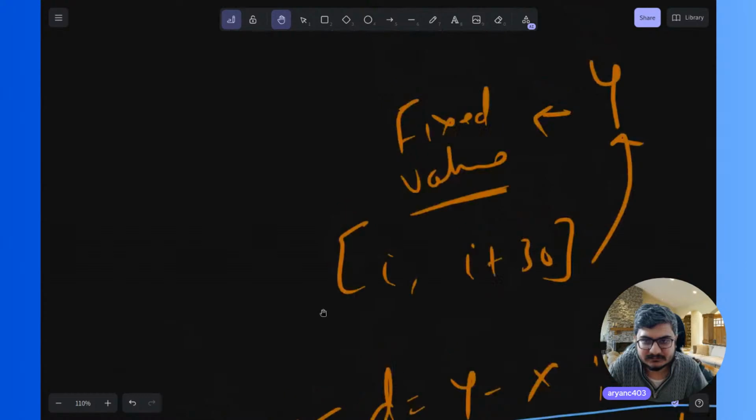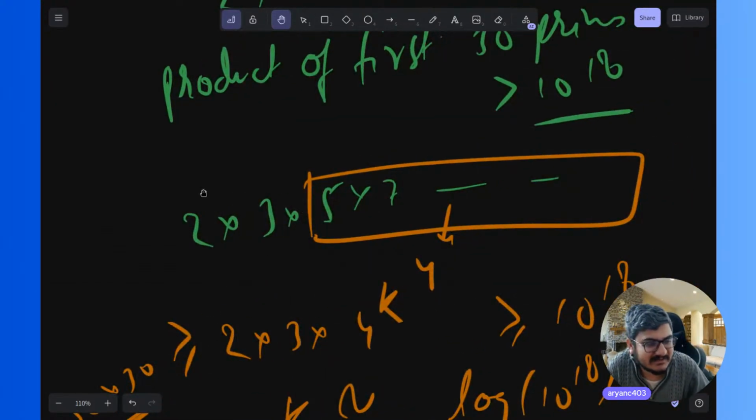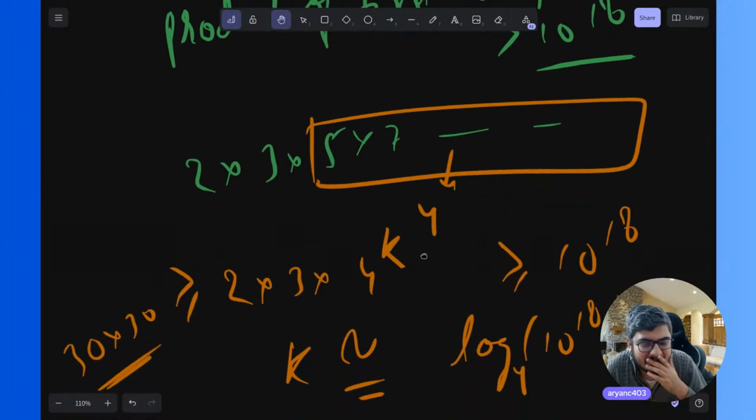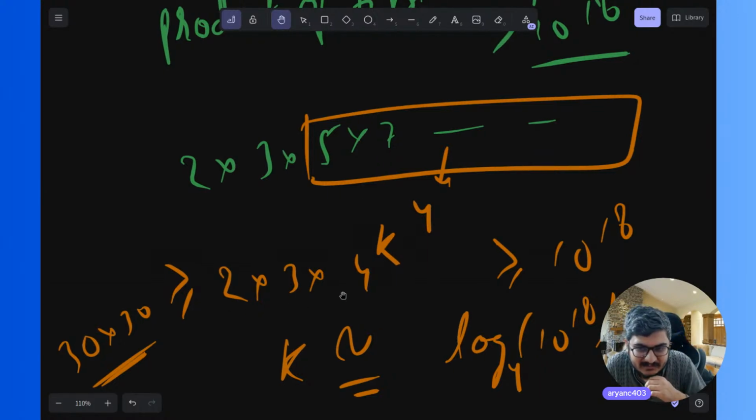How do we know 30? My idea was, let's look at the product of the first k prime numbers. If whatever value we want to check is less than the product of these first k primes, then there would be one number which will not be divisible by one of the primes here. And I can replace all the primes which are more than 4 by just 4. So this product would be more than 2 into 3 into 4 to the power k, and if this itself is greater than or equal to 10 to the power 18, then the product would also be greater than or equal to 10 to the power 18.